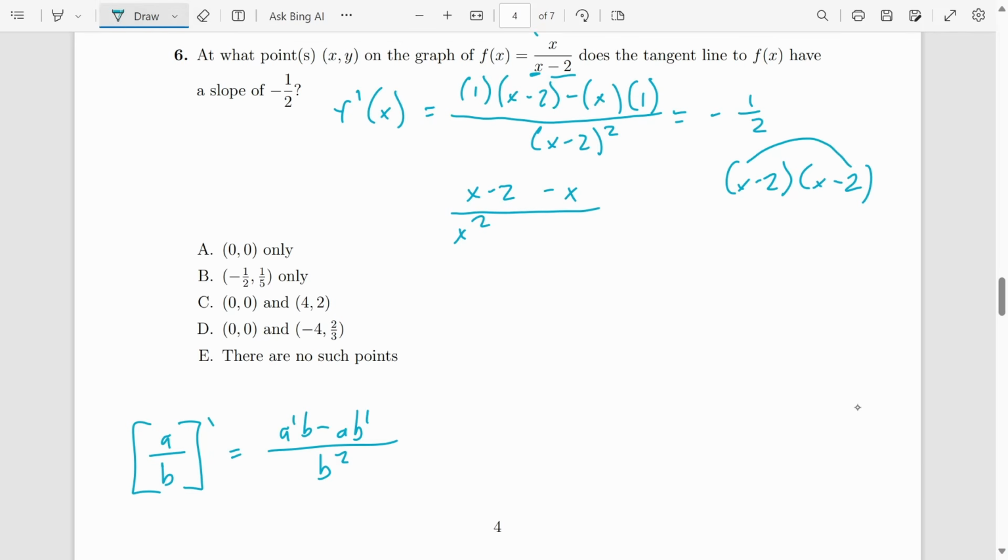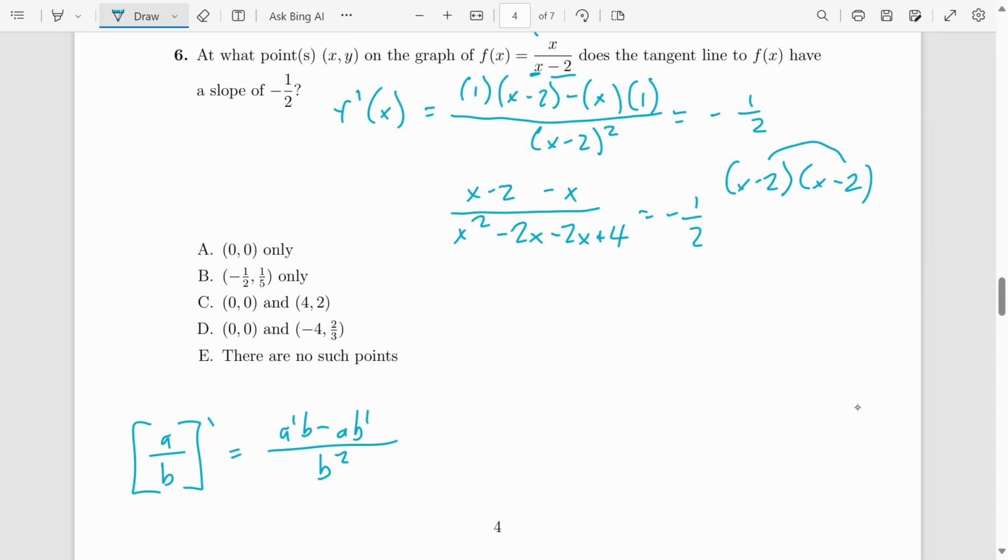Outside is x times negative 2, negative 2x. Inside is negative 2x, another one. And then the last, the L, is plus 4. So there we go. Now this still equals negative 1/2.